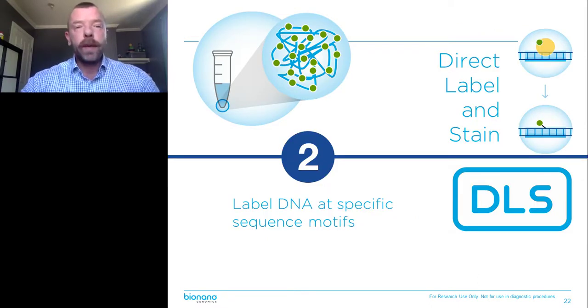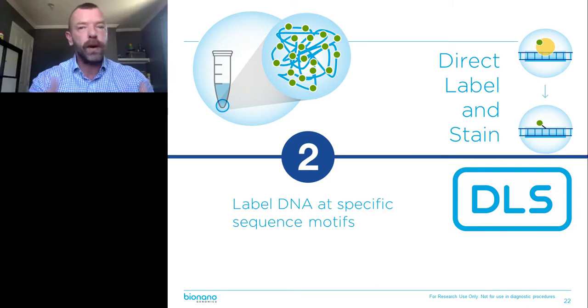Once we have megabase-sized DNA, the next step is to label a specific 6 base pair sequence motif. We're doing that with an enzymatic method that we call direct label and stain. Here, the enzyme will recognize that 6 base pair sequence and attach a fluorophore directly to the DNA. There's no nicking, there's no breaking. It's a single enzymatic reaction. And we use a single 6 base pair sequence motif all throughout the genome.